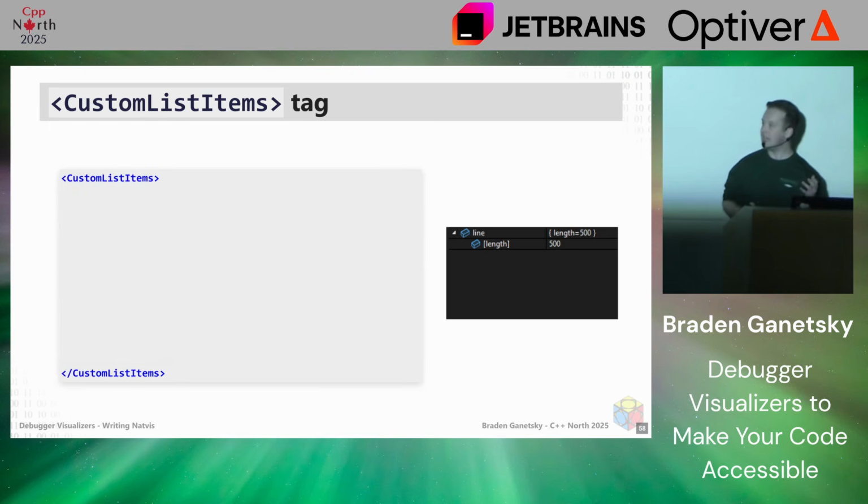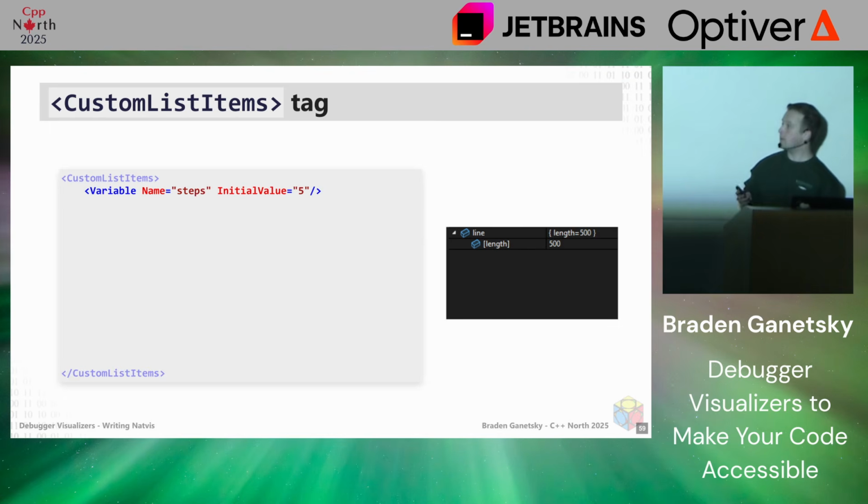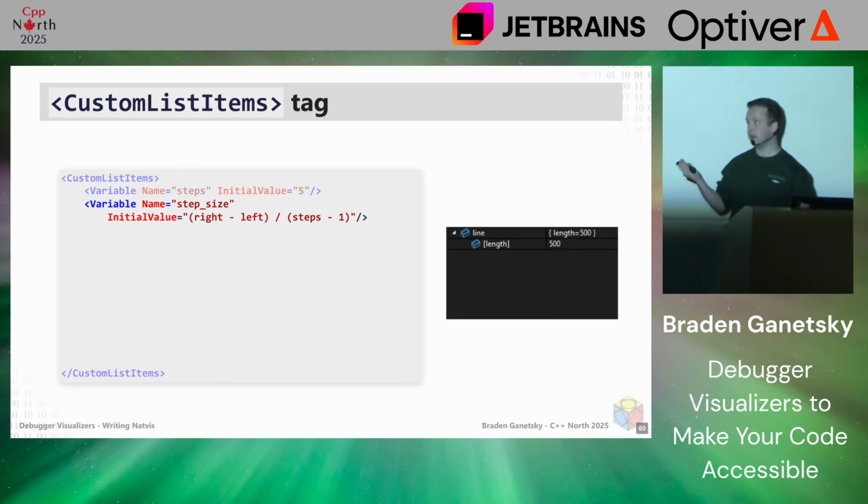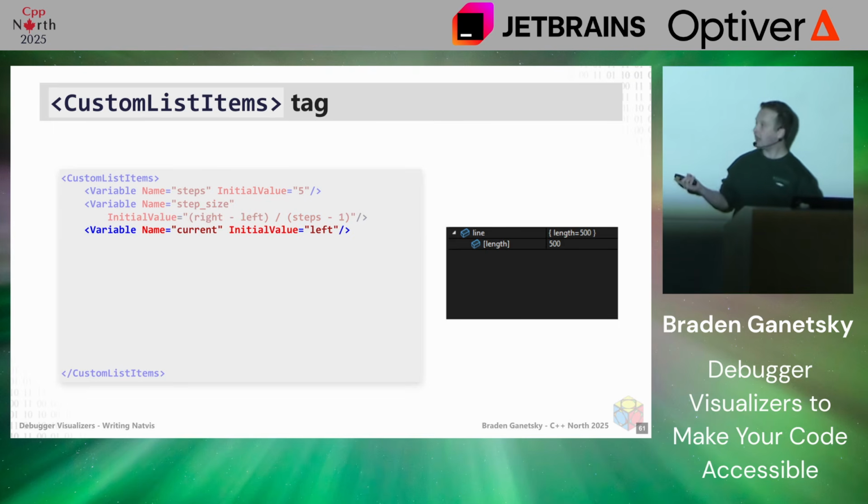Let's expand it out and let's add some stuff in here. Inside of custom list items, it is kind of like a programming language. So anyone who says that XML is not a programming language has not written natviz. So let's create a variable. This variable is called steps, and it has an initial value of 5. That's because my goal here is to start from the left side and then have 5 evenly spaced points to the right side. The step size is going to be the length divided by the number of steps minus 1. As in, to get from 100 to 600, well, I need to get a quarter of the way there so that I can get 1/5 of the elements, basically. The current value starts at left, and then the index starts at 0.